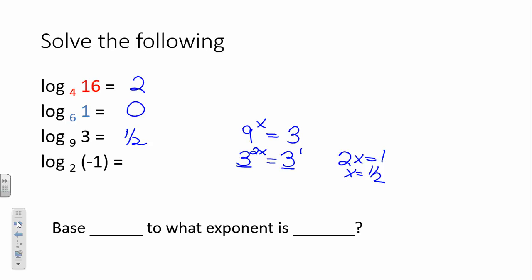Last one. Log base 2 of negative 1 equals x. No solution. Why is it no solution? Good. A and x cannot be negative, right? We define them as only being positive. There is no such thing that 2 to some power is going to get me a negative 1. Okay? Positive 2 to some power can't get me negative 1, so there's no solution on this one. Okay? What questions do you have on this one?